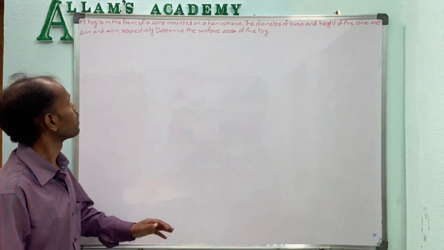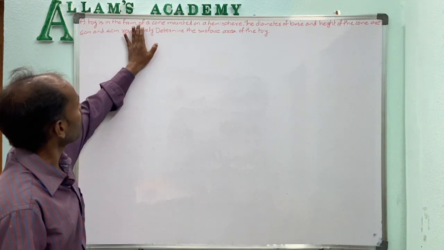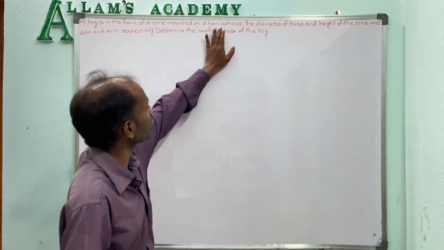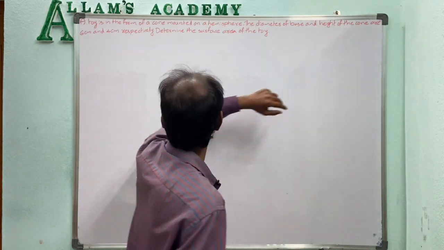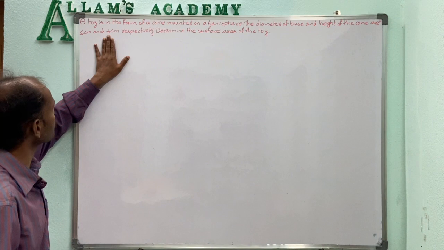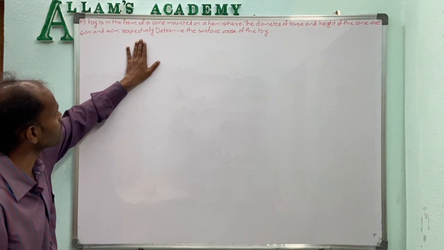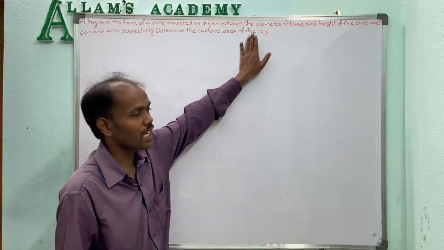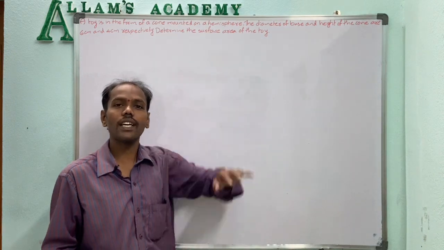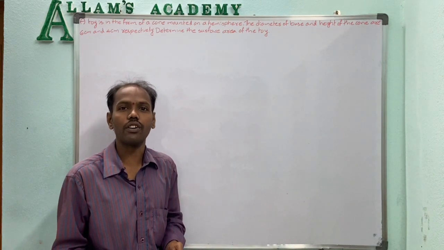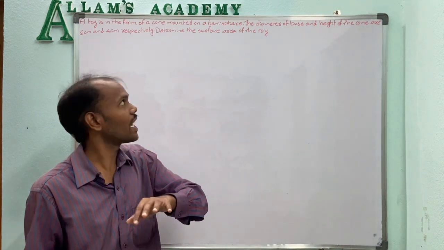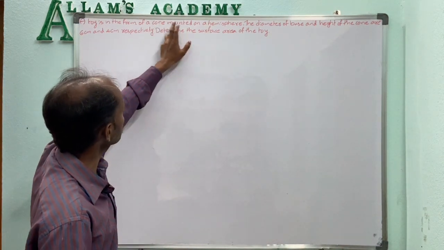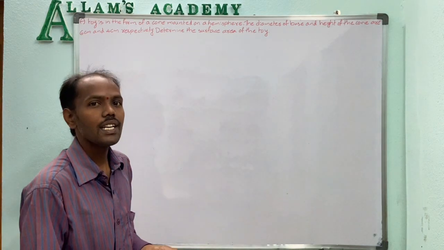The given problem: a toy is in the form of a cone mounted on a hemisphere. The diameter of the base and height of the cone are 6 centimeters and 4 centimeters respectively. Determine the surface area of the toy. So here the surface area of the toy we have to find, which is nothing but the curved surface area of the cone shape and the hemisphere shape.